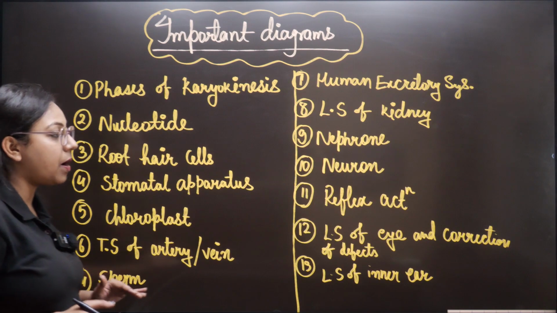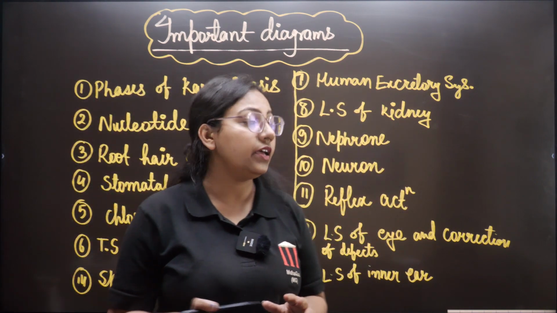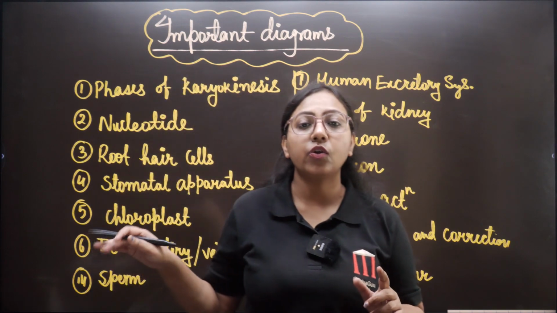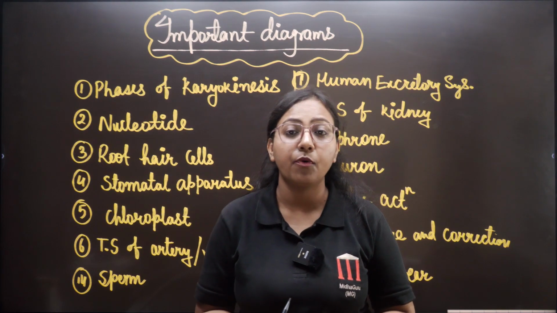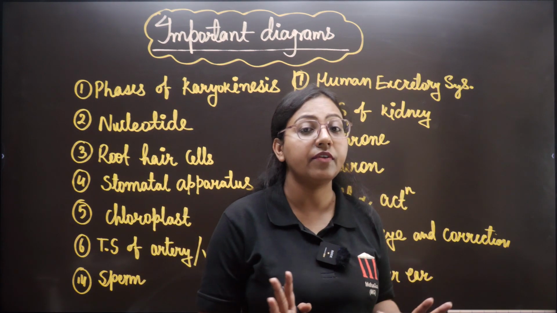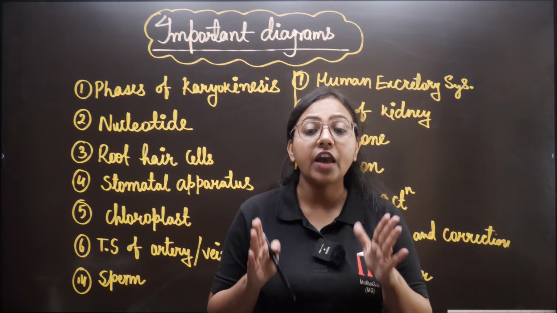And at the last, sperm. Also two things I have not mentioned, but I'll explain them while drawing all the diagrams. That is the male reproductive organ and the female reproductive organ. That also will be one of the very important parts. So these are the total list which we are going to discuss.